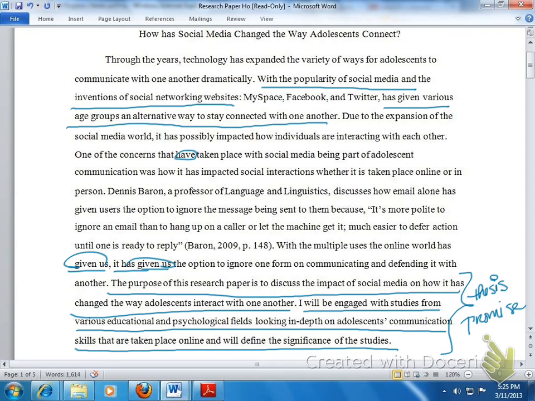And is that it, or was there more? And then the next sentence. Due to the expansion of social media, it's possibly impacted how individuals are interacting with each other. I would agree with you guys too. I feel like the argument is just kind of general, like how is it impacting? I feel like there needs to be something saying it's either bad or it's good, or there's certain ways. So general to me is confusing.